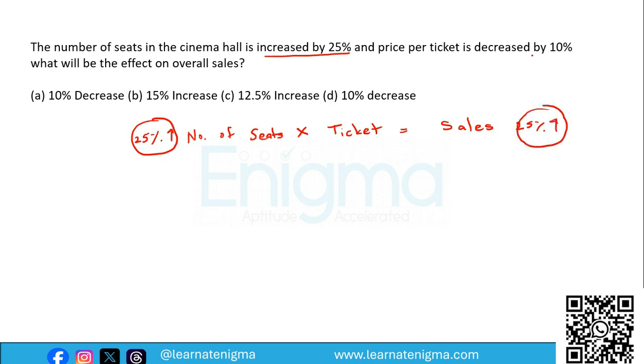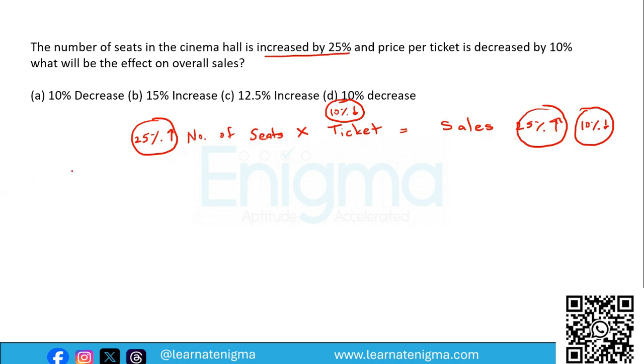But the ticket price is decreased by 10%. Okay, so ticket is decreased by 10%. Now, the same effect will also affect sales as well. So therefore it will be a 10% reduction as well. Okay, so on sales, we are having two successive percentage changes, that is 25% increase and 10% decrease. So now let's try and solve this question.